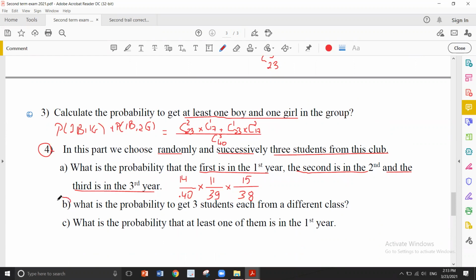Part B. Any questions about part A? No. What is the probability to get 3 students, each one from a different class?